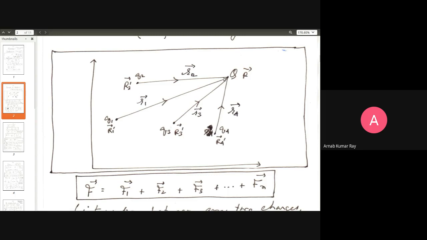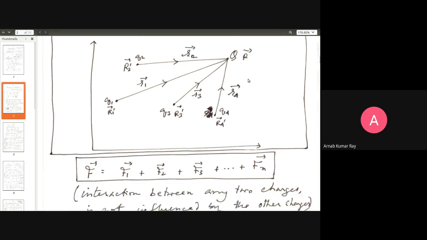And there's a test charge. This test charge is feeling the electric field of all the individual source charges. This test charge, a single test charge, is being used to test the electric field of all the source charges. And the position of the test charge is at the position vector capital R.